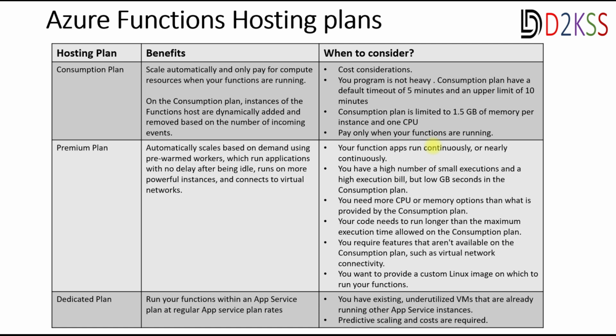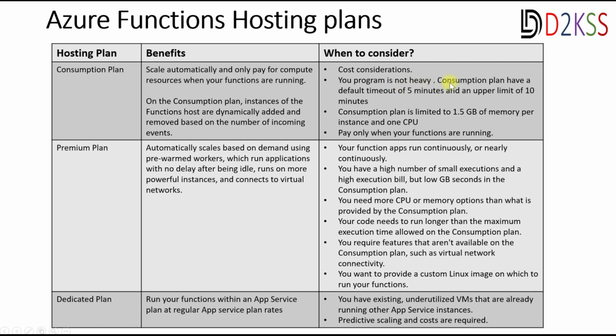When your application is not running, you need not pay when you are using the consumption plan. On the consumption plan, instances of the function host are dynamically added, and the resources will be removed based on the traffic of the incoming requests. So when do we have to use this hosting plan, the consumption plan? When we have cost considerations and your program is not heavy.